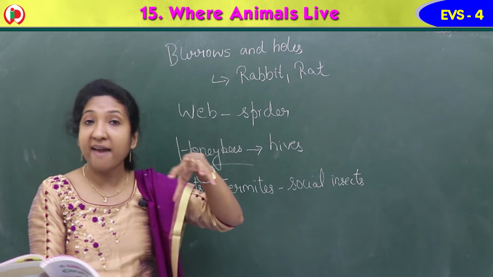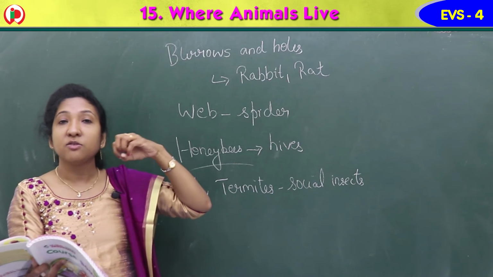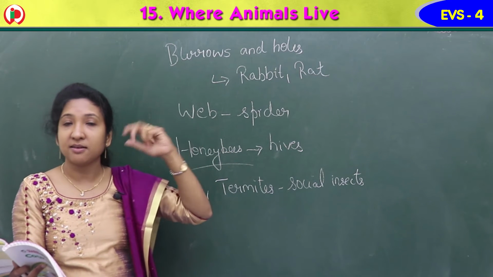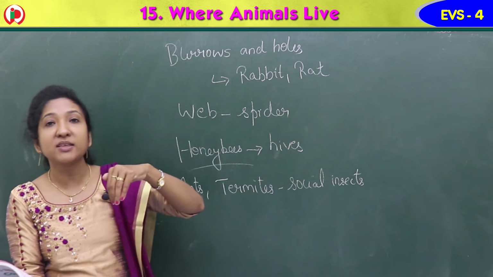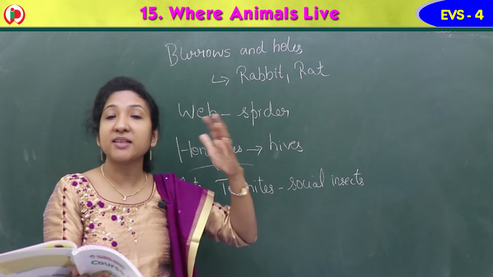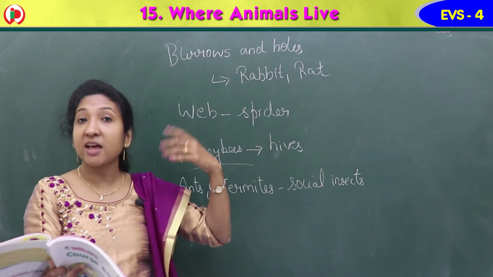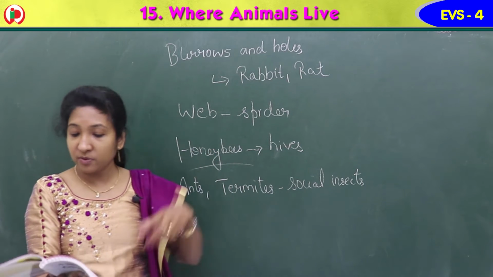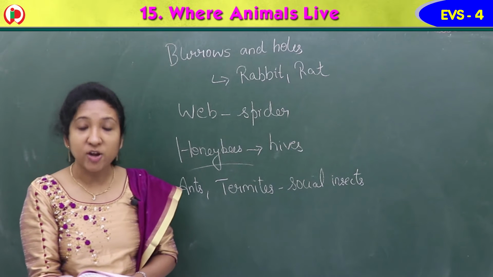Bees build hives using wax. Then ants and termites, those live in large groups. They build ant hills with hard mud, and they have different rooms in it to keep the babies and store the food. If anything happens to the ant hill, there are worker ants to repair it. They will take care of that. Okay, so that's about other animals.